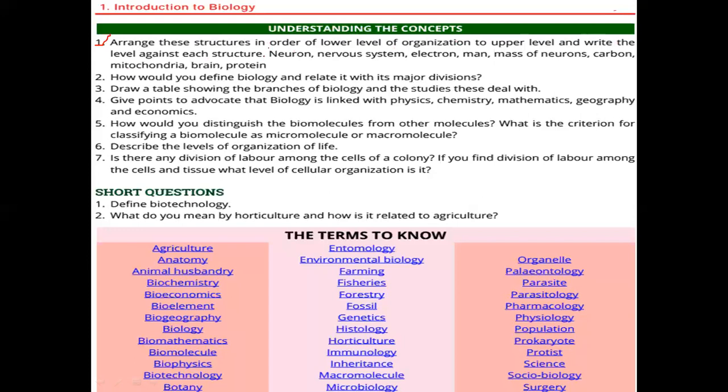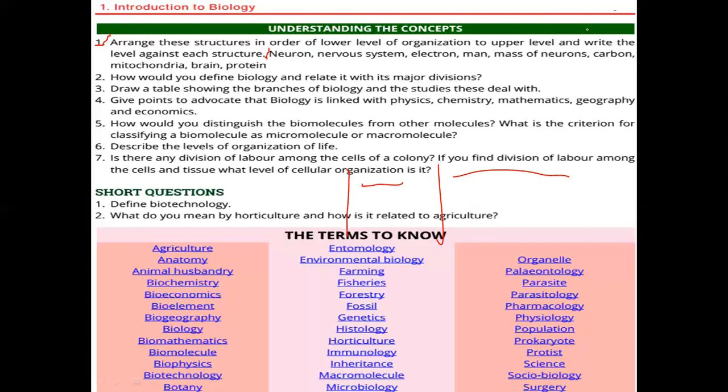Now from here they have given you some structures, and according to that you have to mention the level of organization. So the best way is to make a table, like this, and on that side you write the structures, and here you write the levels of organization. You have to start in ascending order. First you have to write the lower one. What is the lower one which we have studied?